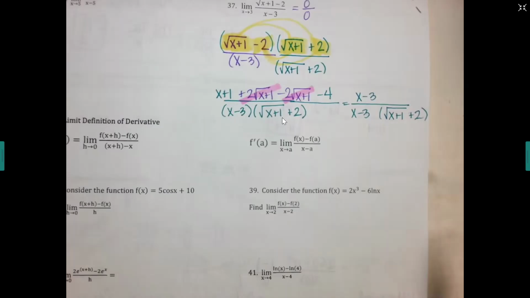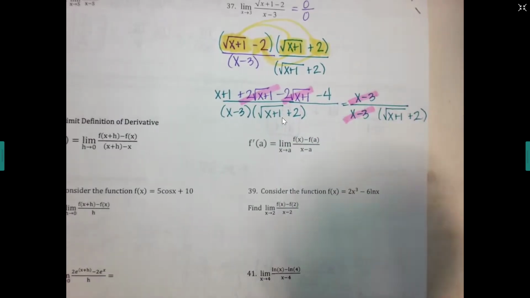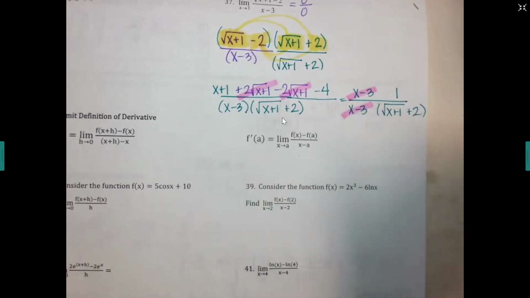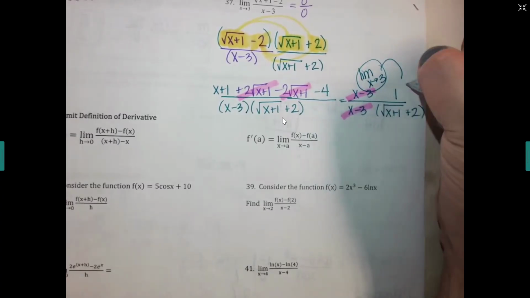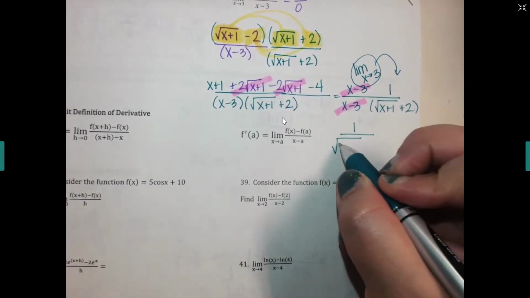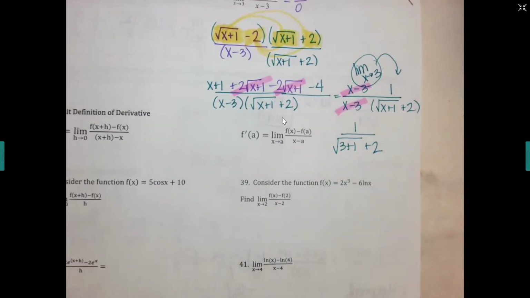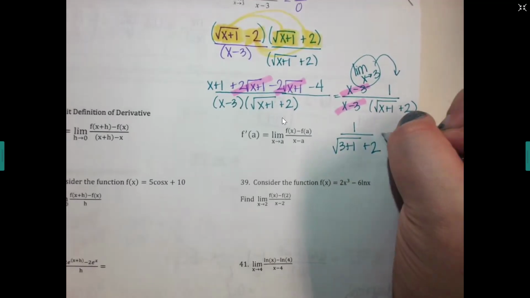Now, if I cross everything out of the top, I have to leave something. What do I leave? A 1. And then remember, your whole goal is to eventually plug the x number in, which in this case is what number? 3. So I'm going to write limit x approaches 3, and then we're going to plug that in. So it'll be a 1 over root 3 plus 1 plus 2. 3 plus 1 is 4. What's the square root of 4? And 2 plus 2 is 4. So it'd be 1/4.